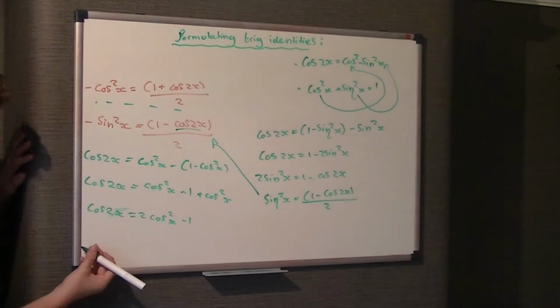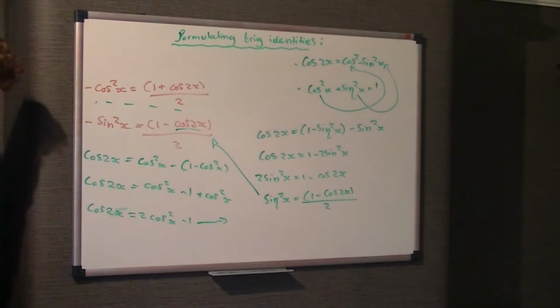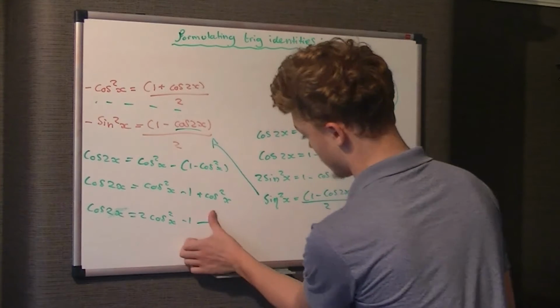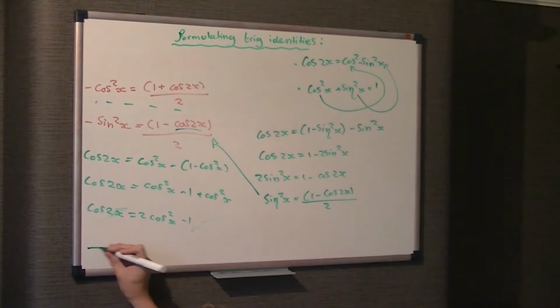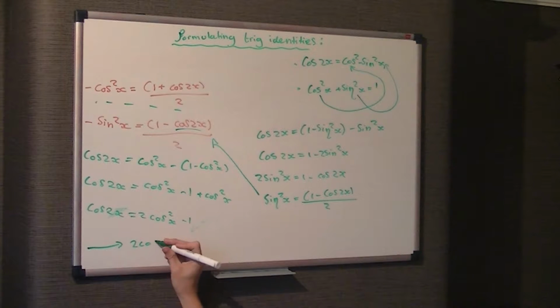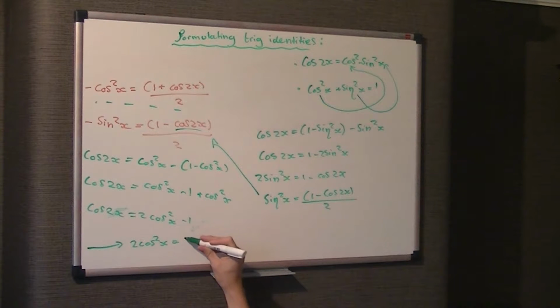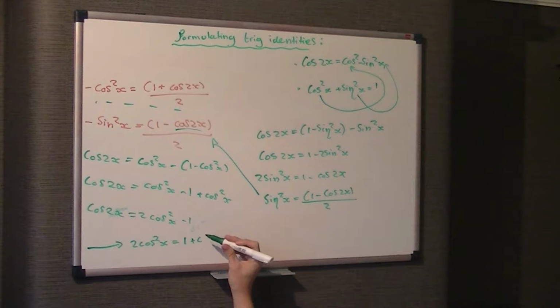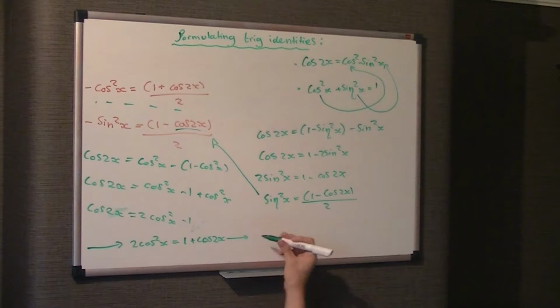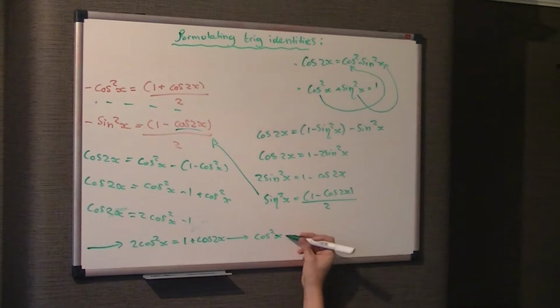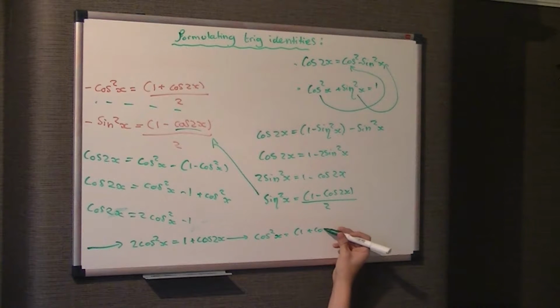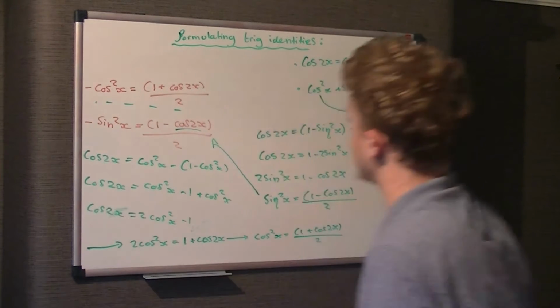take 1. Rearrange this to get your 2 cos squared x in front, because we want cos squared x to be the subject. So your 2 cos squared x, add 1 to both sides, and take away cos 2x. So that's 1 plus cos 2x, and that has to do with cos squared x: cos squared x equals 1 plus cos 2x over 2. Okay, that's how you formulate that.